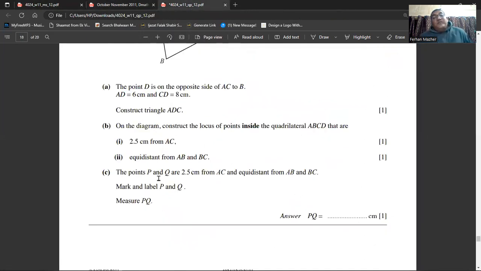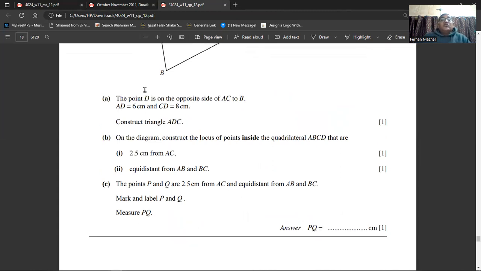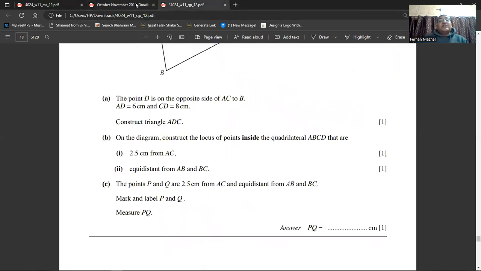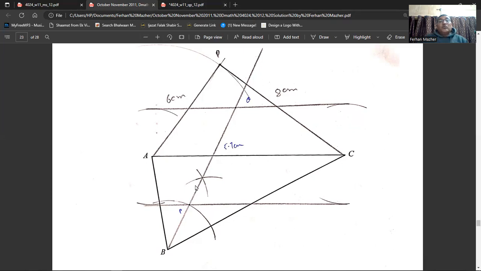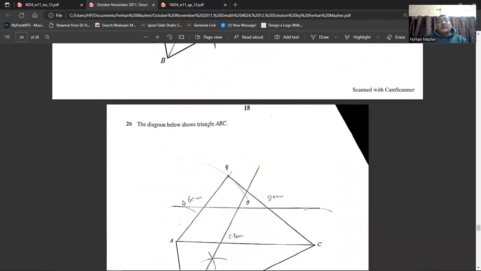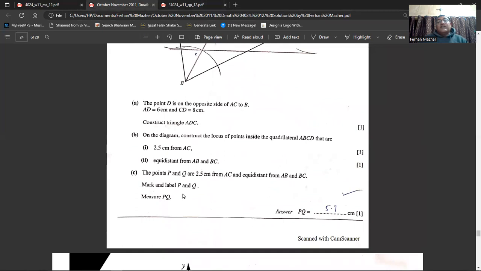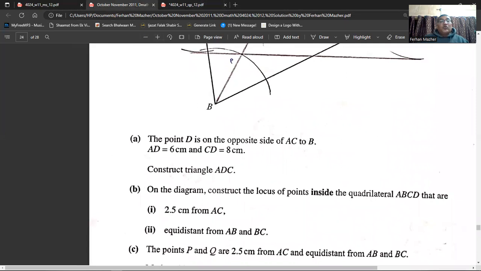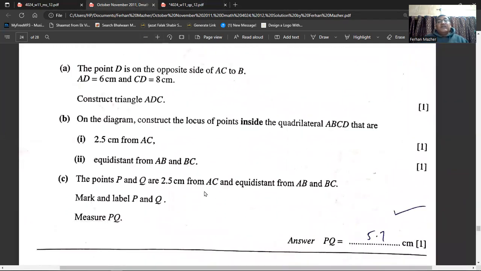Then he says the point P and the Q are 2.5 centimeter from AC and equidistant from AB and BC. So mark and label where these two locus intersect each other. So they intersected here at P point and they intersected here at the Q point. Then the question is measure the PQ. So we will measure P and the Q length, and that will give me how much is that length? That will be 5.7. On my paper, it is 5.7. So it's up to you. It will be 5.7.